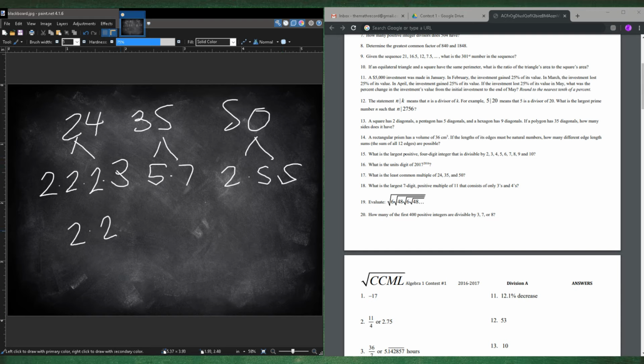So you need a 2 times a 2 times a 2 times a 3. You need a 5, and you need a 7. You already got the 2. You already got the 5 right here, and you need another 5. So from this set, it has all these possible numbers.